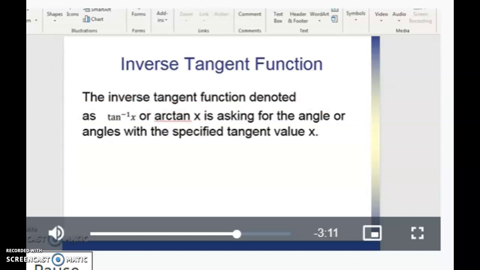The inverse tangent function, denoted as tan inverse x or arc tangent x, is asking for the angle or angles with the specified tangent value. Recall that the tangent function is defined as the sine function divided by the cosine function. So, to evaluate the arc tangent, this will require some division on your part.